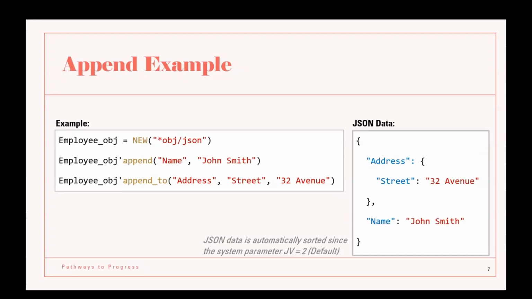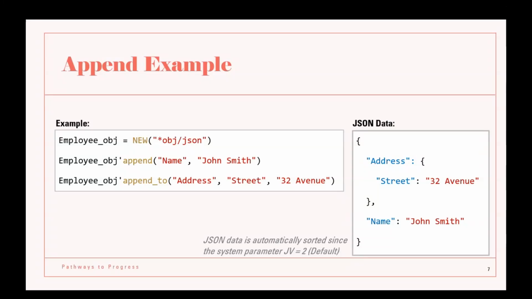Here on the left, we create a JSON object to represent an employee. We use employee_object tick append, passing in the name of the key, which will be name, and a value of John Smith. That will be our person that we're adding. Then we can use append2 to create the sub-object called address, which will contain the key value pair of street with the value of 32 Avenue to it. And you can see what this will look like as JSON data here on the right.